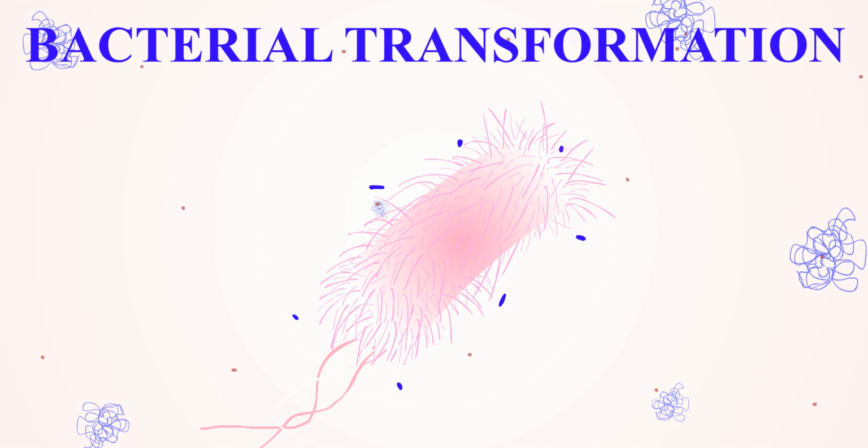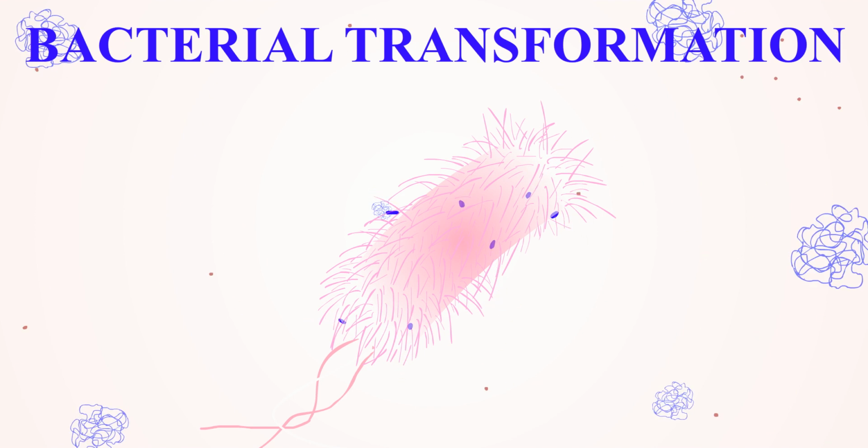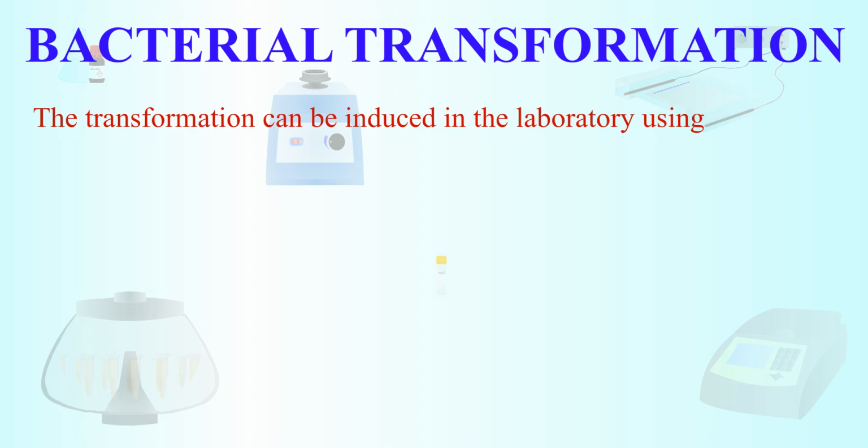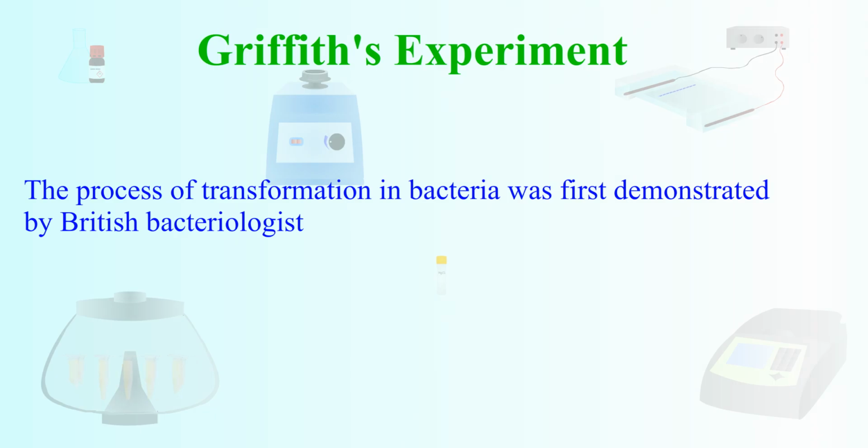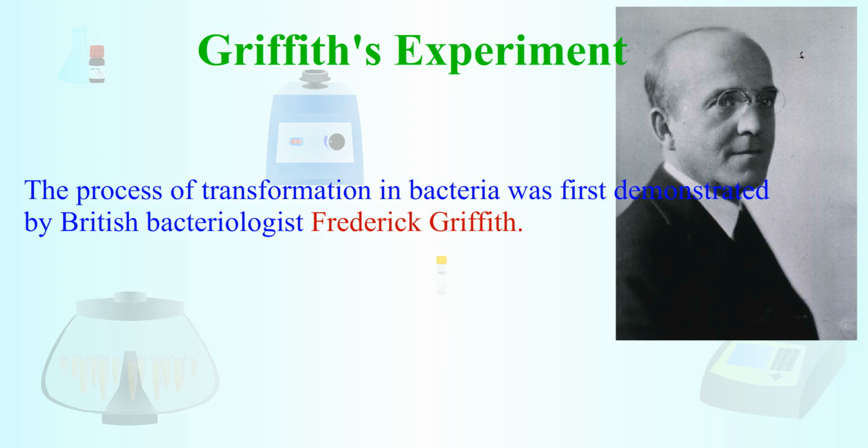Bacterial transformation is the process by which bacteria absorb single-stranded DNA from their surrounding area. The transformation can be induced in the laboratory using calcium chloride precipitation or through electroporation. The process of transformation in bacteria was first demonstrated by British bacteriologist Frederick Griffith.